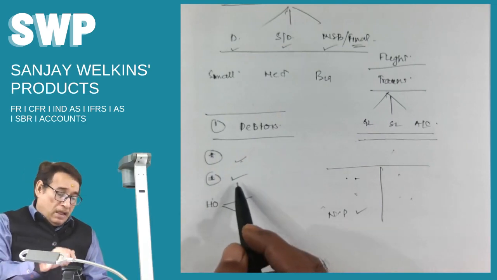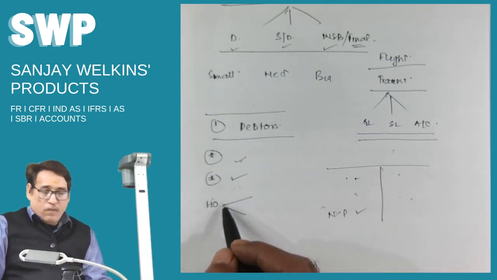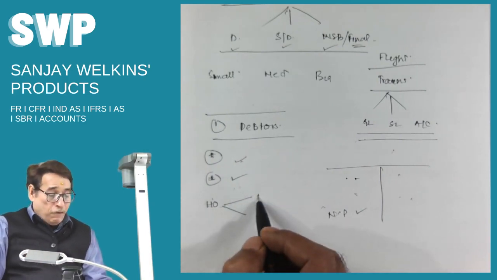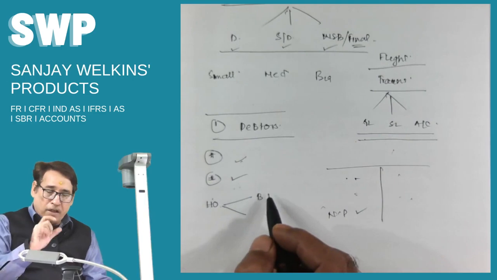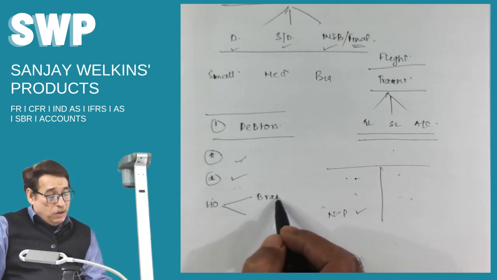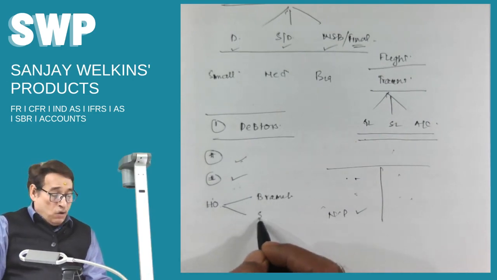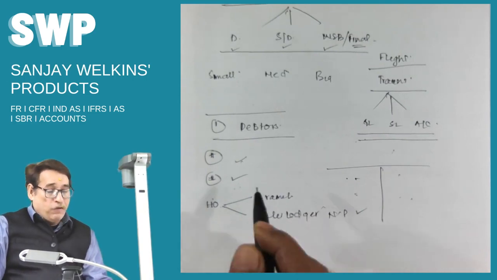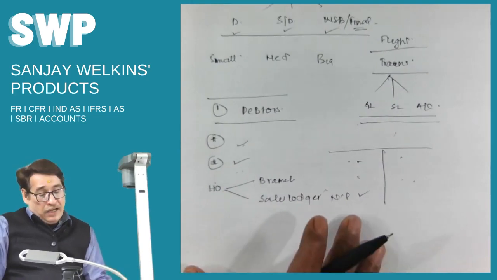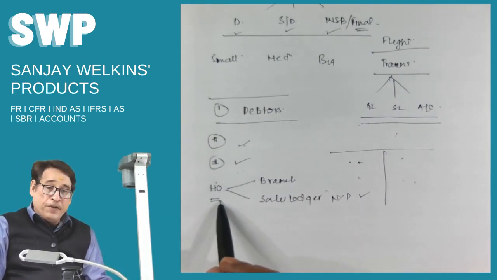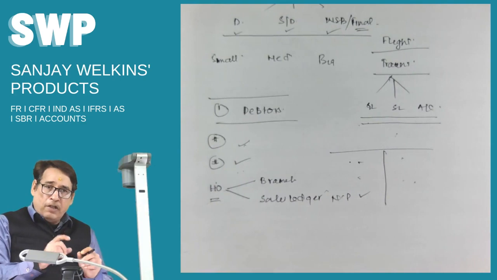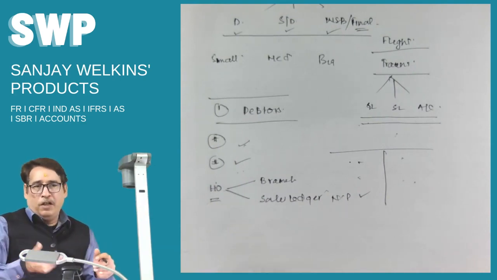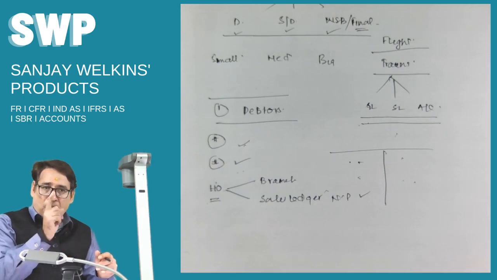So under this system, we will see that, of course, accounting is being done in the books of the head office. And we will see that head office in its books will make one branch account and will maintain only one ledger, sales ledger, with respect to branch. Entire accounting will be done in the books of the head office. And head office shall prepare one branch account with respect to the branch and shall maintain only one sales ledger.